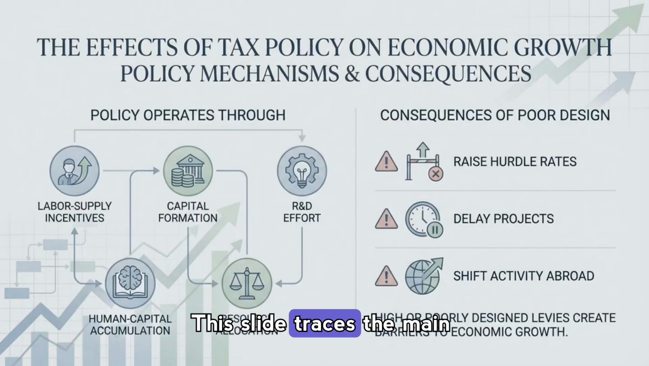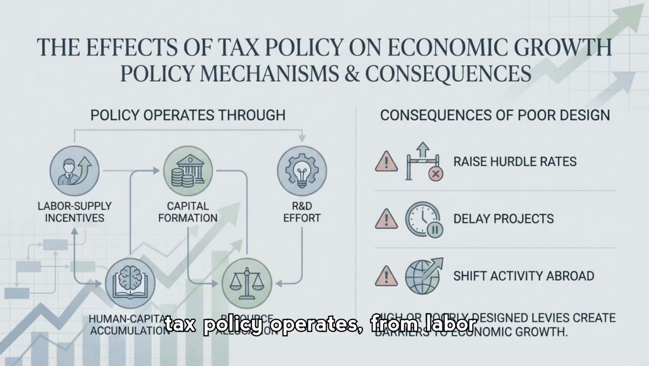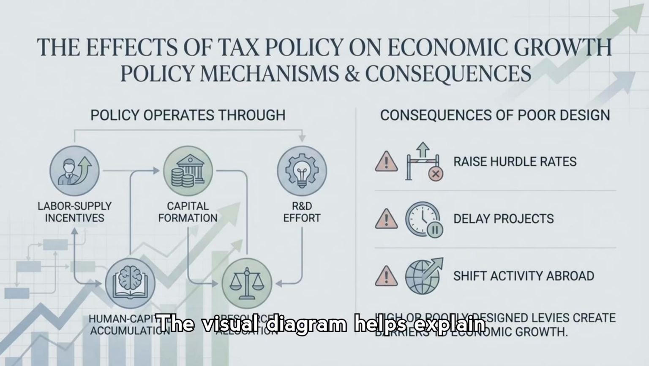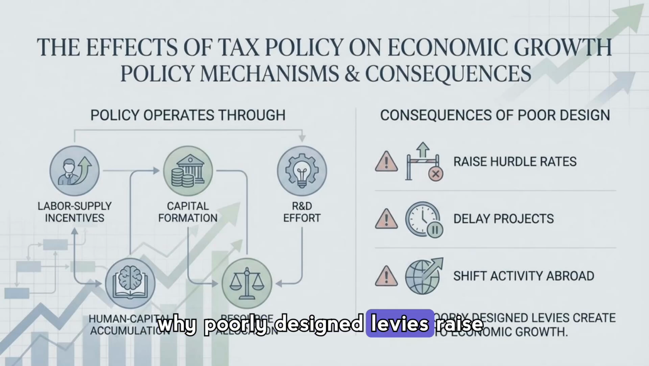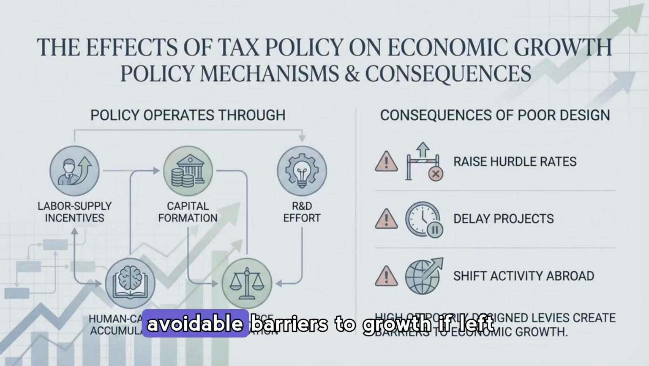This slide traces the main transmission channels through which tax policy operates, from labor supply incentives and human capital accumulation to capital formation, R&D effort and resource allocation. The visual diagram helps explain why poorly designed levies raise hurdle rates, delay projects, and divert activity abroad, creating avoidable barriers to growth if left unchecked.